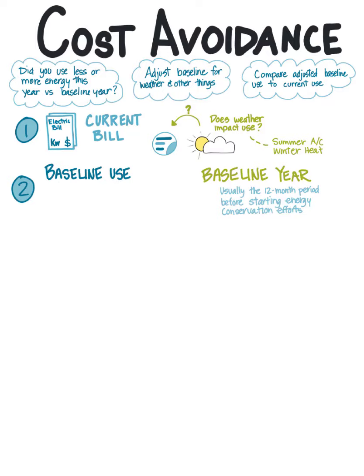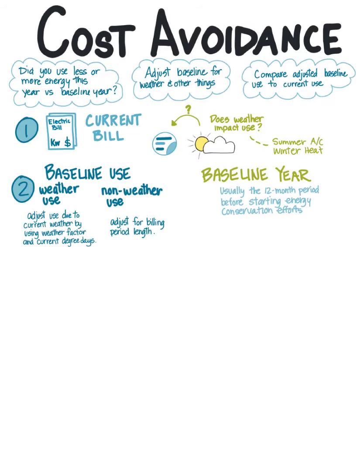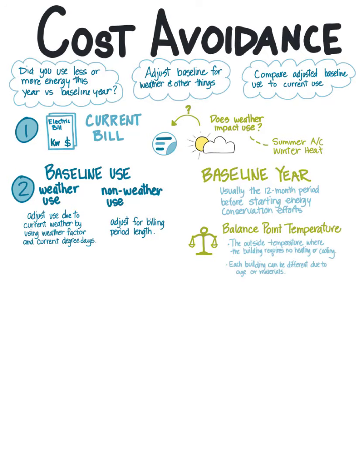Now that we have separated the weather-sensitive use from the non-weather-sensitive use, we can do some adjustments. Any weather use in the baseline year is adjusted to the current weather by using the weather factor and current degree days. Before explaining the weather factor, we need to know what the building balance point temperature is.